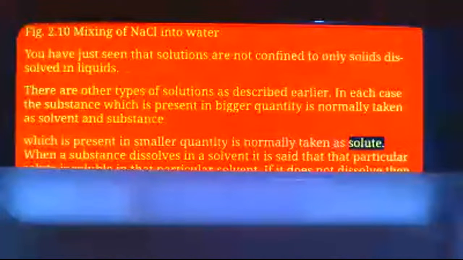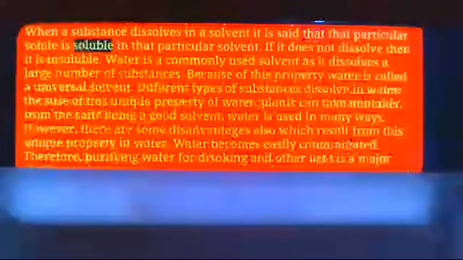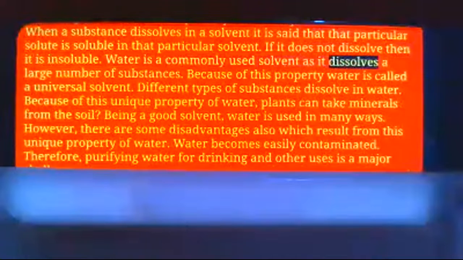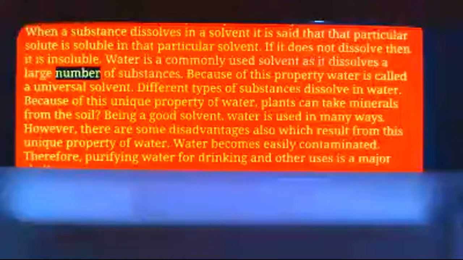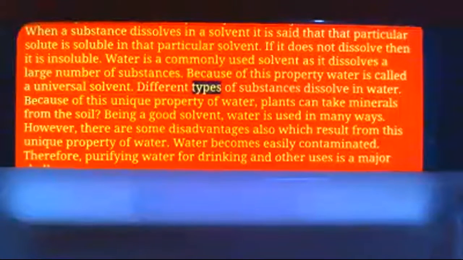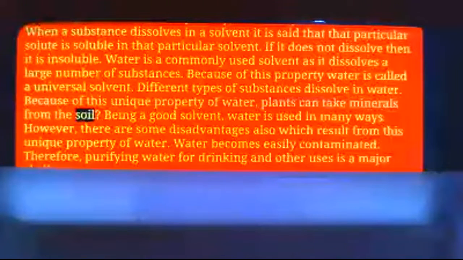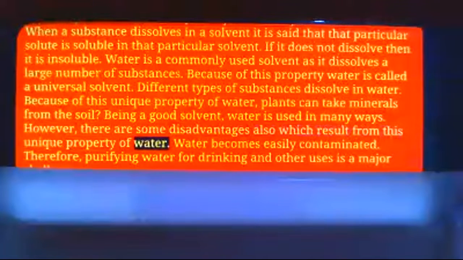When a substance dissolves in a solvent, it is said that that particular solute is soluble in that particular solvent. If it does not dissolve, then it is insoluble. Water is a commonly used solvent as it dissolves a large number of substances. Because of this property, water is called a universal solvent. Different types of substances dissolve in water. Because of this unique property of water, plants can take minerals from the soil. Being a good solvent, water is used in many ways. However, there are some disadvantages also which result from this unique property of water.